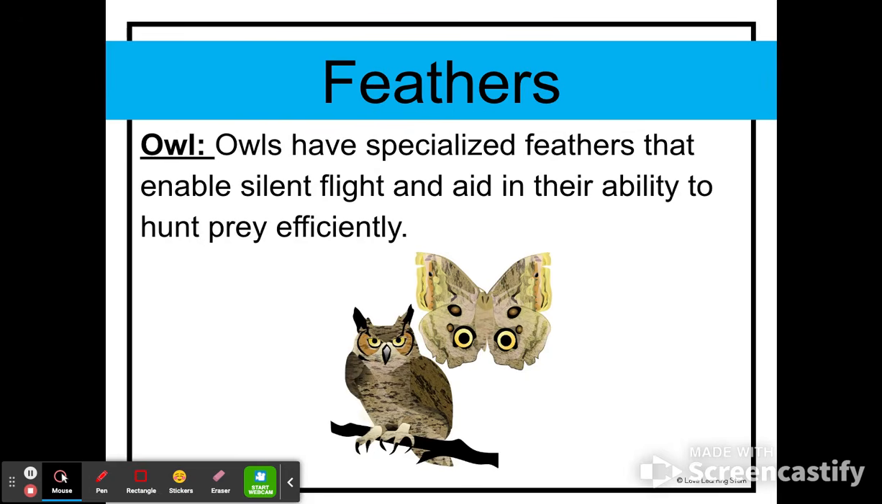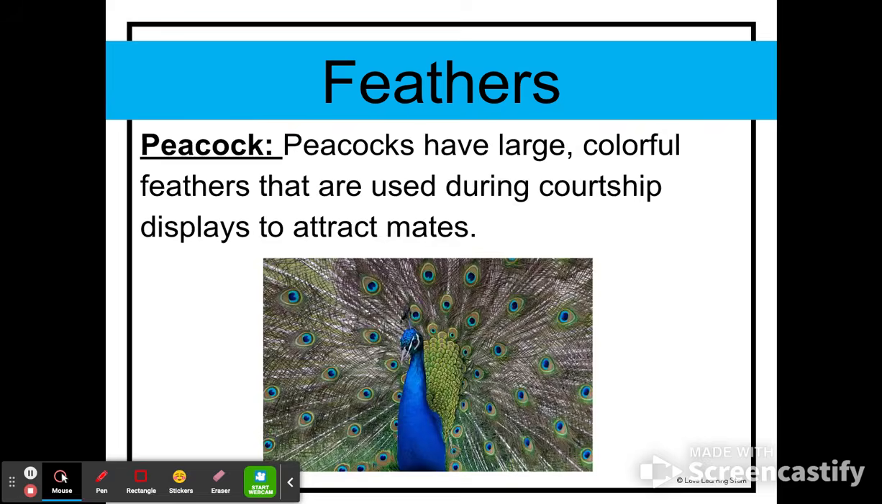Feathers also have great purpose for animals. This external structure enables, especially on owls, silent flight and aids in their ability to hunt prey. Peacocks also have large, colorful feathers that are used during courtship for displaying and to make themselves look more attractive.